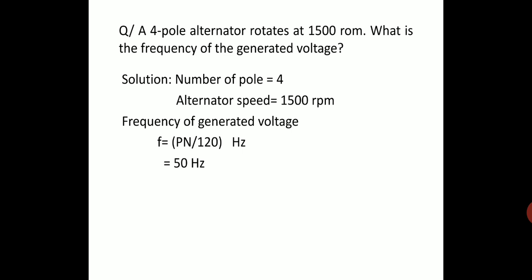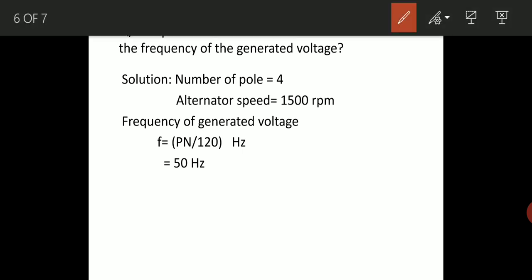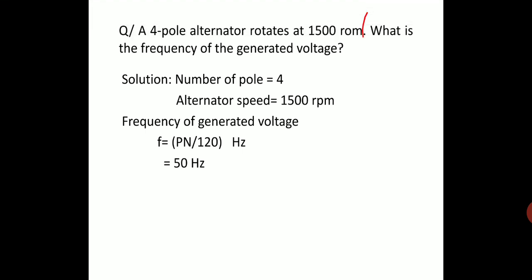Let us take an example. The question is, a four-pole alternator rotates at 1500 RPM. Here by mistake it is written ROM, but it is RPM. What is the frequency of the generated voltage? The question is to find the frequency, and the given data are the number of poles, that is 4, and the alternator speed, 1500 RPM. You know the frequency equation for an alternator, f equals PN by 120. After putting the values, you get 50 Hz.